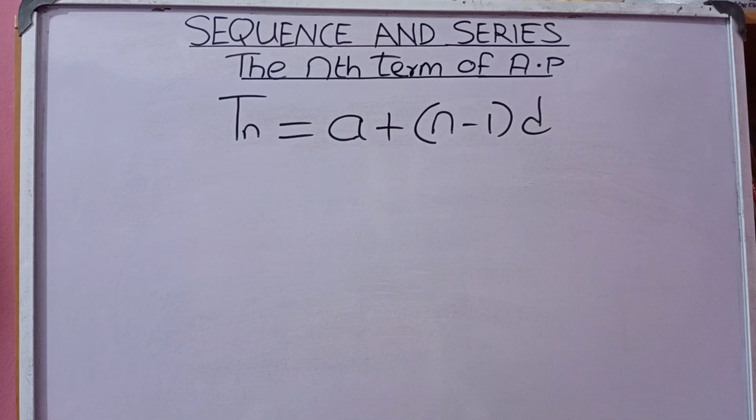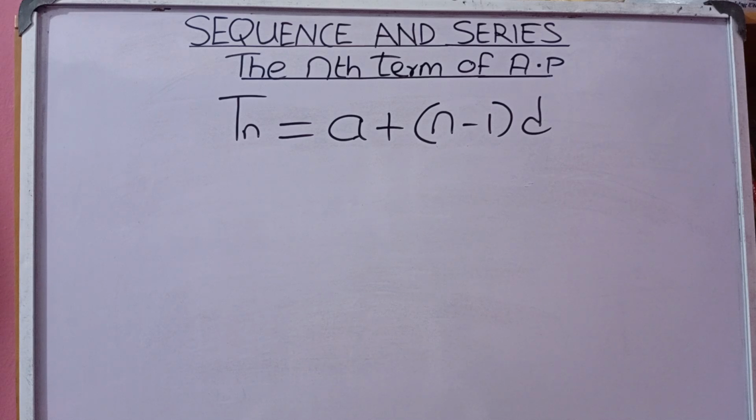Today we shall be looking at the topic sequence and series. In this particular episode, we'll be focusing on the nth term of an AP. As you can see on the board, the formula there is the formula for the nth term of an AP. AP is an arithmetic progression. That is one of the various types of sequence, in which GP is one of them.